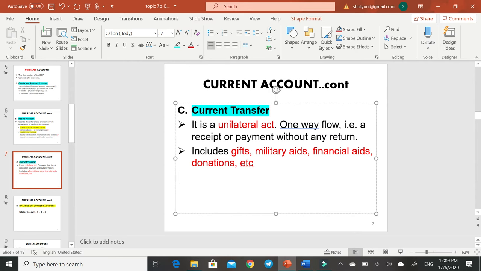Okay, unilateral means only one party will gain benefit from the transaction. For example, I give a birthday gift to my younger brother. Who gets the benefit? My brother. Do I get any benefit? No, because my brother doesn't pay. I give free of charge. So he got the product, I got nothing. That's what we call unilateral. Only one-way flow, only one party will benefit from the transaction.